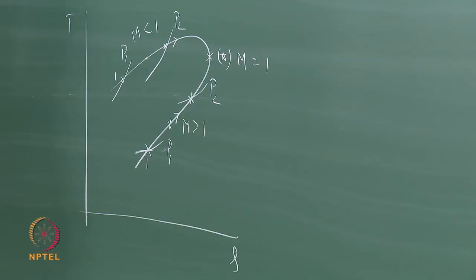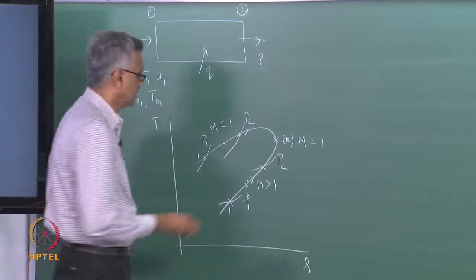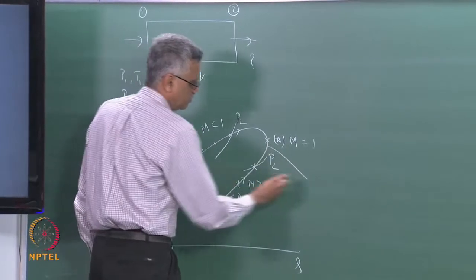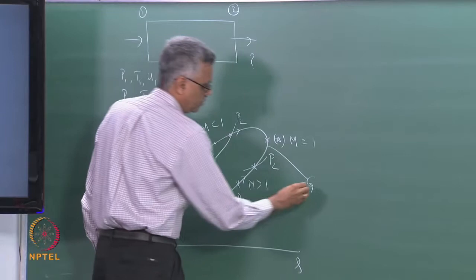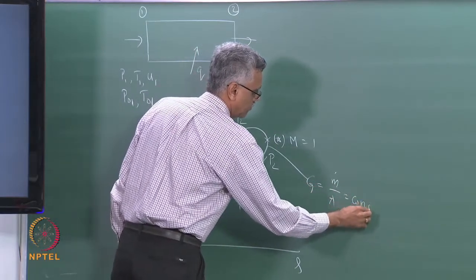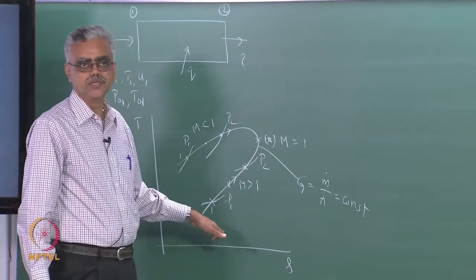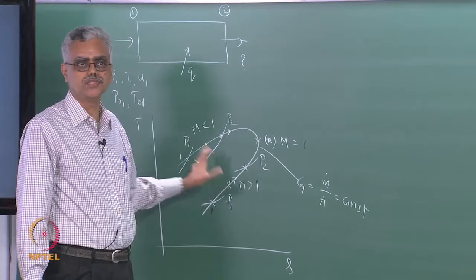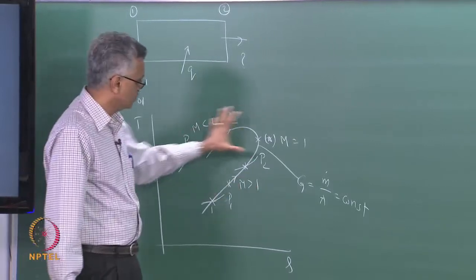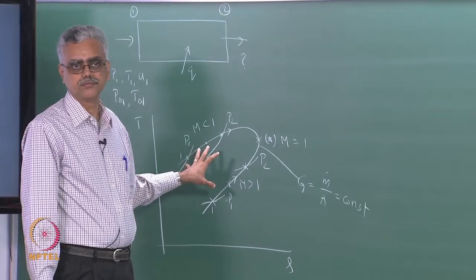And you should also keep in mind that this curve is drawn for a fixed value of mass flow rate and cross-sectional area. In other words, this curve is one along which this quantity G, which is m dot over A, is a constant. So, if I have a different value of G, then the curve will be different, same shape, same inferences, but it will be different. So, these are the important pieces of information that we can get from the TS diagram.